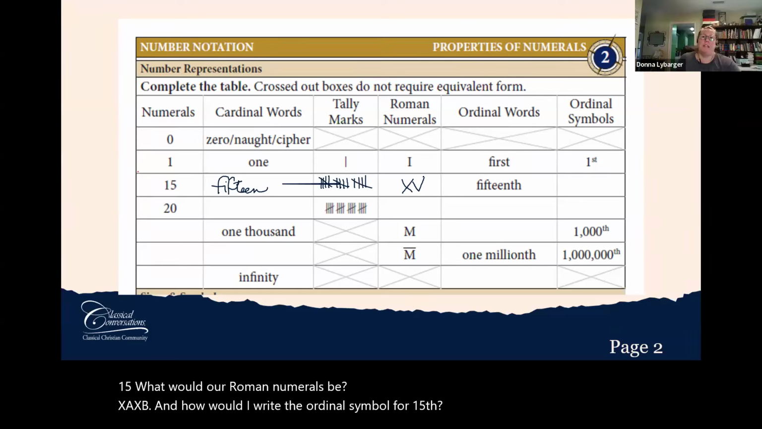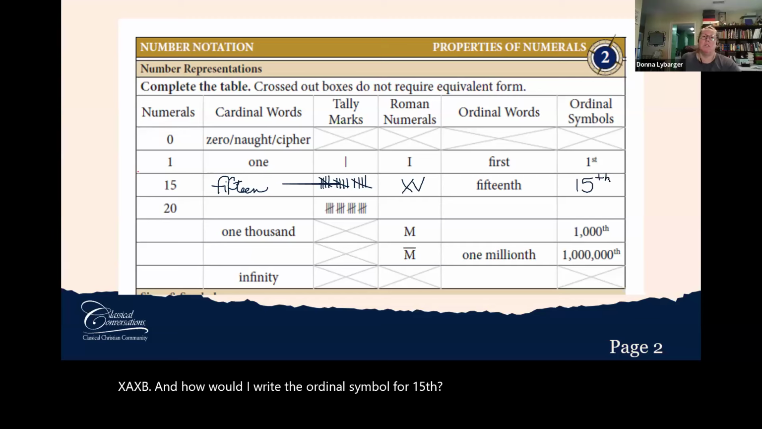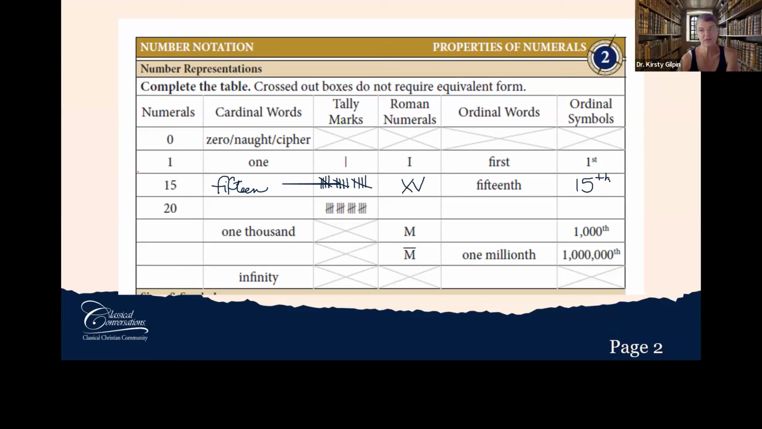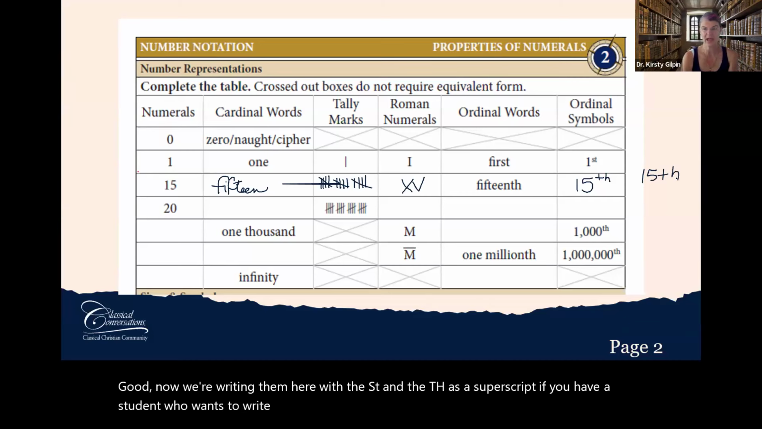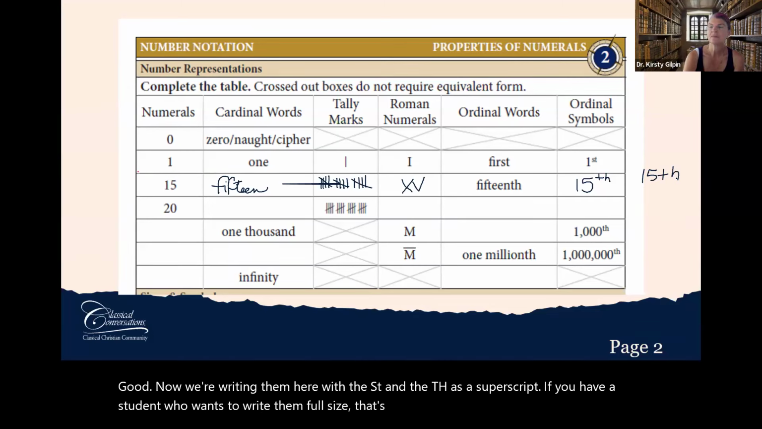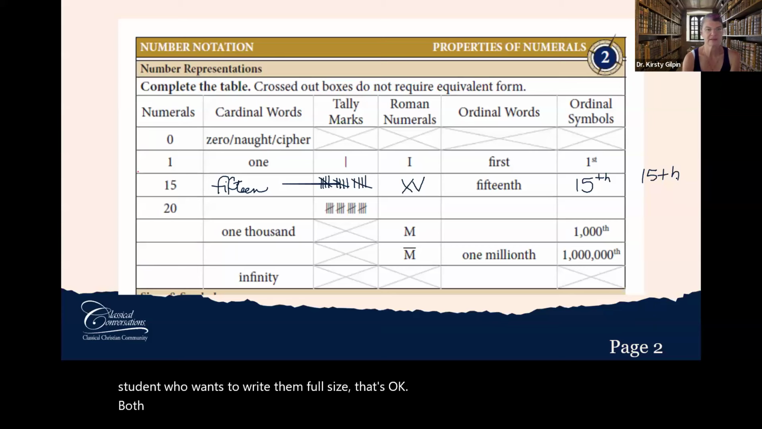The numeral 15 with the TH. Good. Now we're writing them here with the ST and the TH as a superscript. If you have a student who wants to write them full size, that's okay. Right, both are correct. So let's look at our next row.